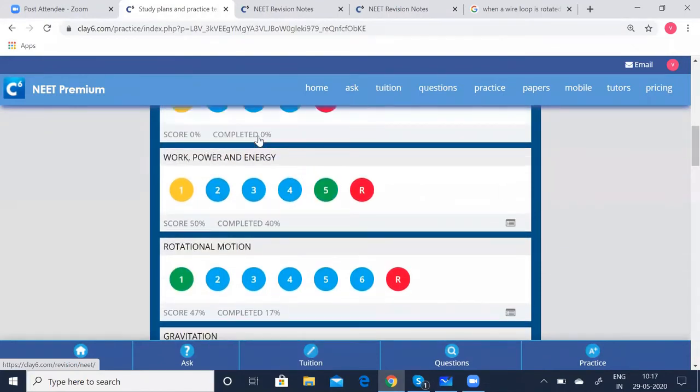The blue bubble says you have not taken the test. The green bubble says you have attempted the test already. But even if you have attempted once, you can take it any number of times. The red bubble says it's a random test, and yellow says it is an incomplete test.